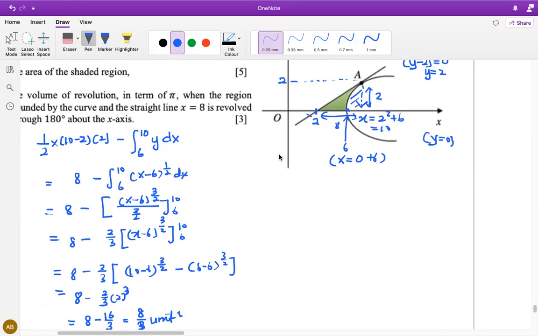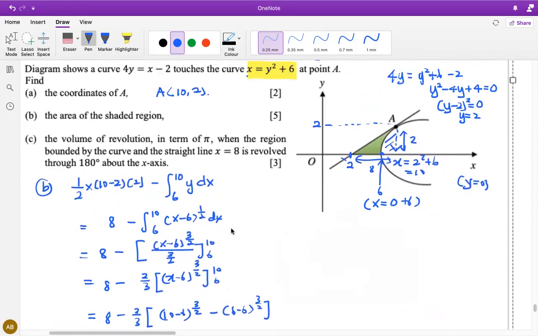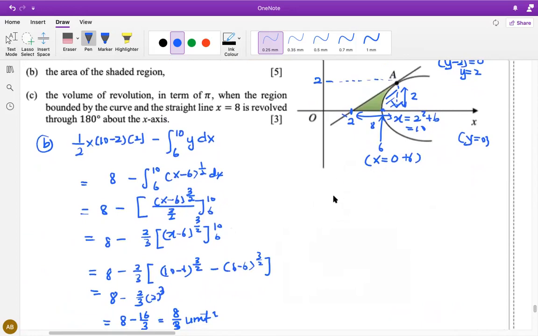Right, so you can check the answer also. Don't worry, you can check it. Okay, later on, if you got mistake, please tell me. So then we go to C.